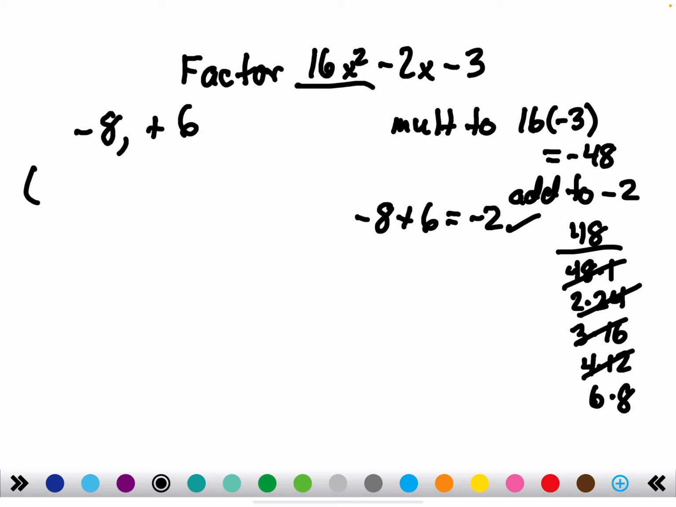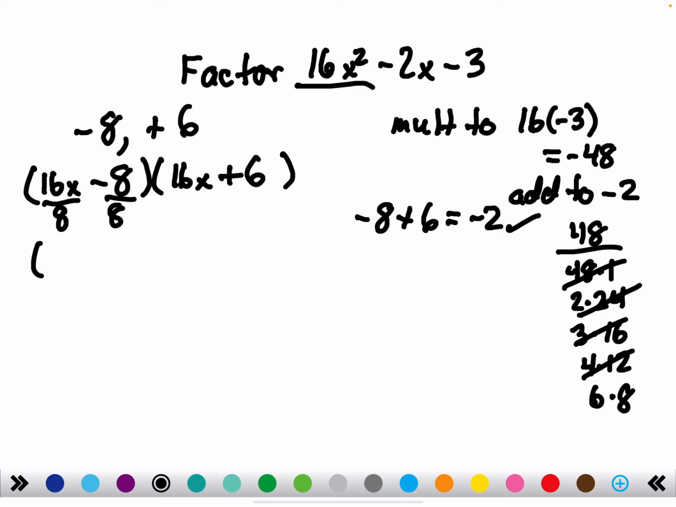And when we write out our factorization initially, the first term is always the leading term with its degree decreased by 1. So instead of writing 16x squared, we write 16x. And just put negative 8, positive 6. Now factor out the greatest common factor from each one. Biggest number that evenly divides 16 and 8 is 8. So that is 2x minus 1. And the largest number that evenly divides 16 and 6 is 2. So it would be 8x plus 3.